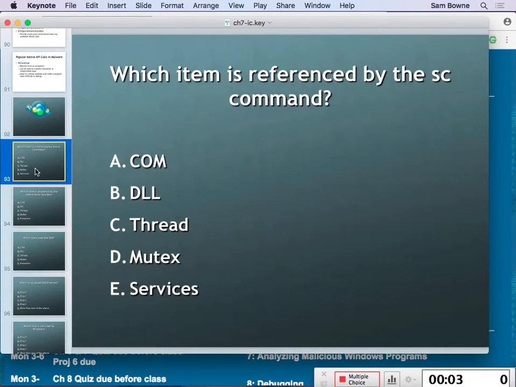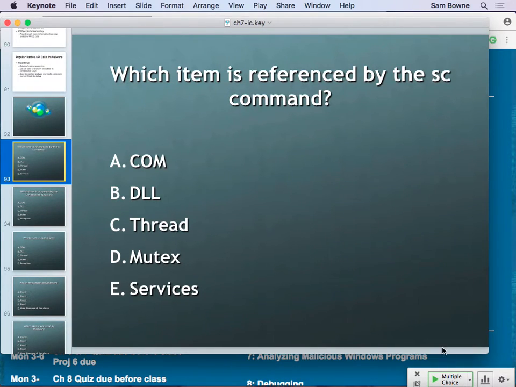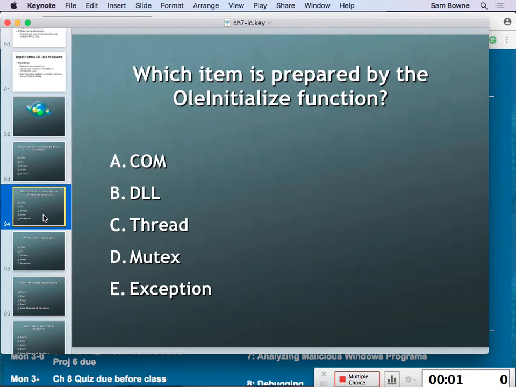All right. So what item do you reference with SC? All right, I guess I'll quit at 30. All right, that's service control. A popular answer, good. All right. So, what do you prepare with OleInitialize?